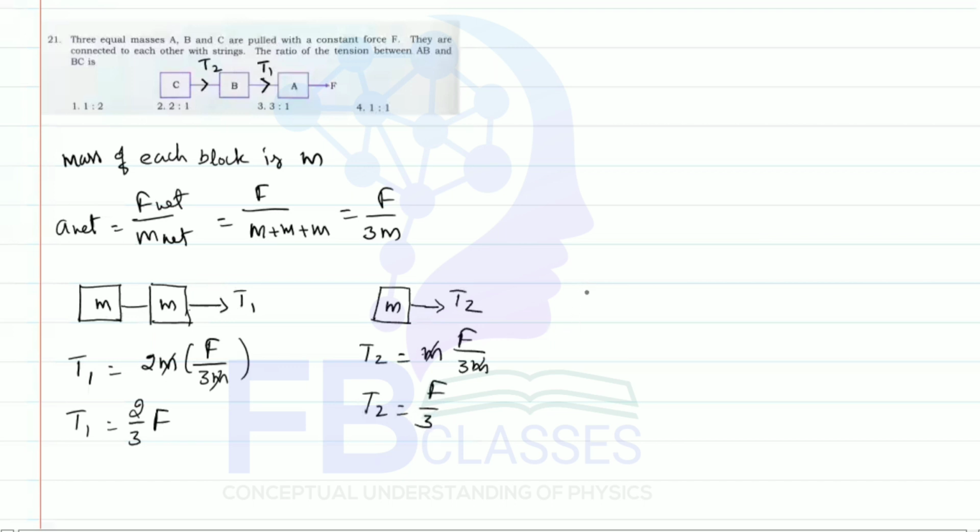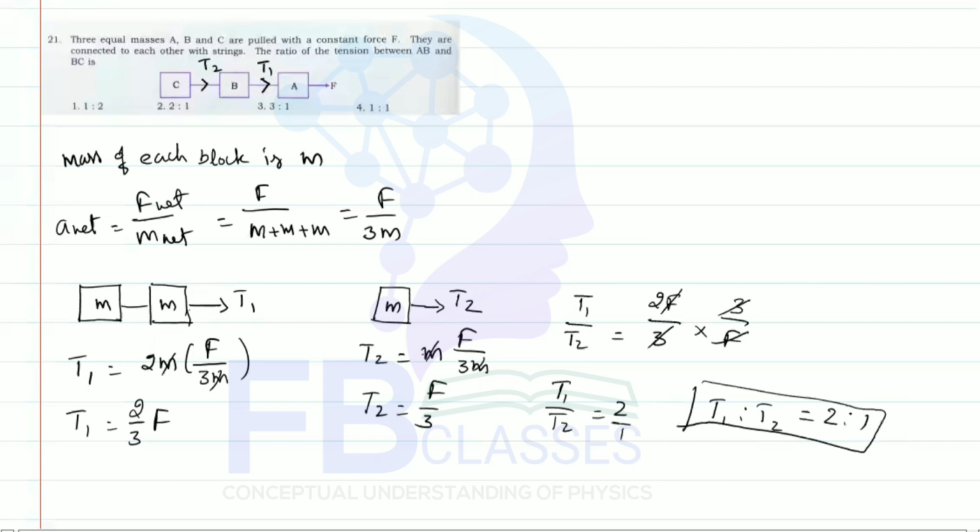Right. So now we have to find out the ratios. I am going to find out the ratio now, T1 upon T2. Okay. See here, T1 upon T2 is equal to 2F upon 3. So I will take the reciprocal here, so 3 upon F. F gets cancelled, 3 gets cancelled. Now T1 upon T2 is equal to 2 upon 1. Right. So that means T1 is to T2 is equal to 2 is to 1. So that is our answer. Okay.